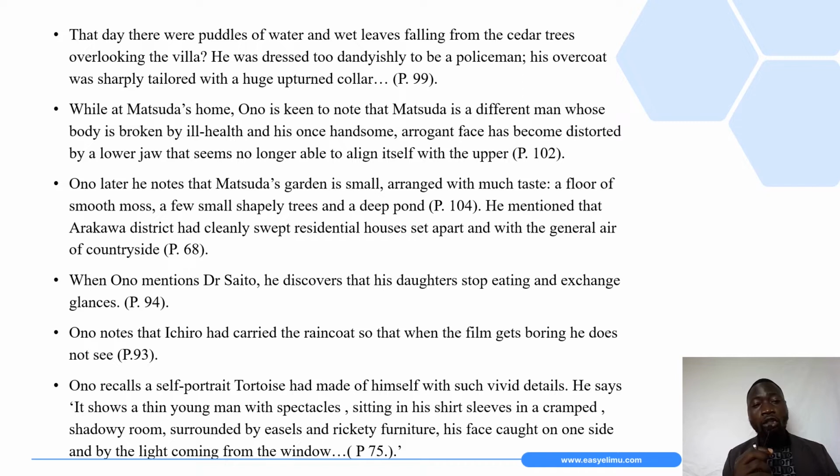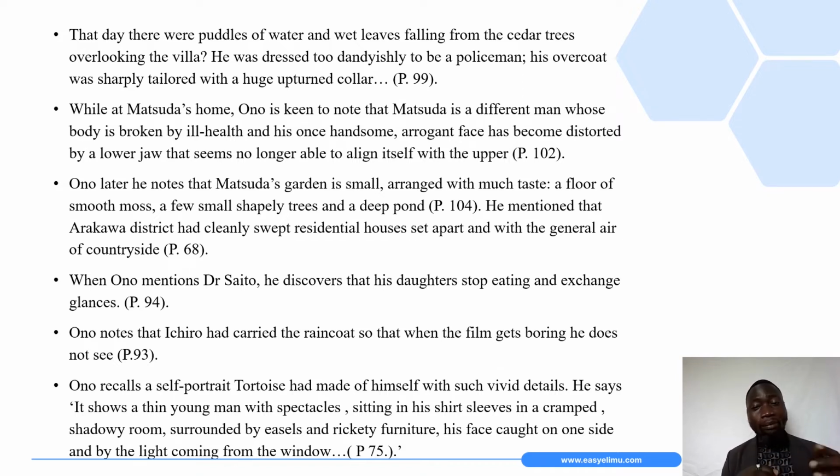Again, we are also told that while at Masuda's home, Ono is keen to note that Masuda is a different man whose body is broken by ill health, and his once handsome, arrogant face has become distorted by a lower jaw that seems no longer able to align itself with the upper.